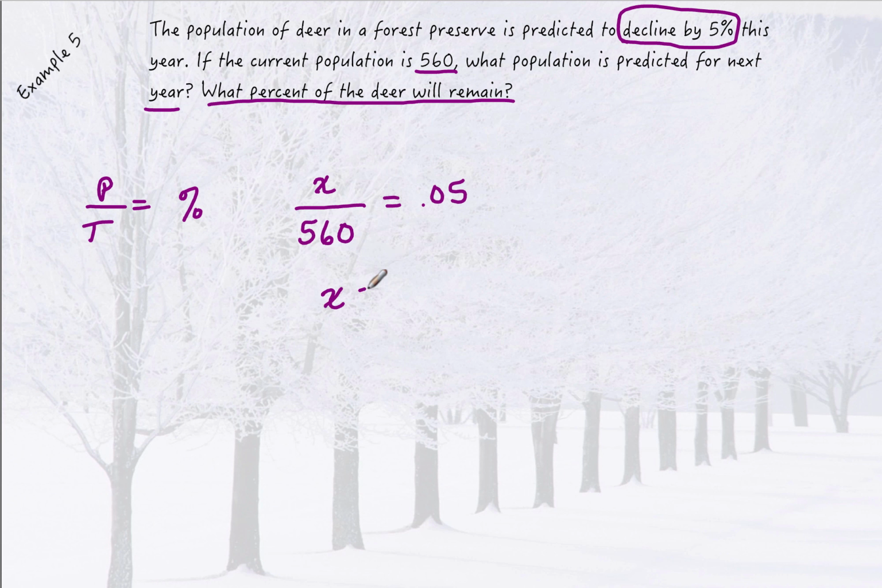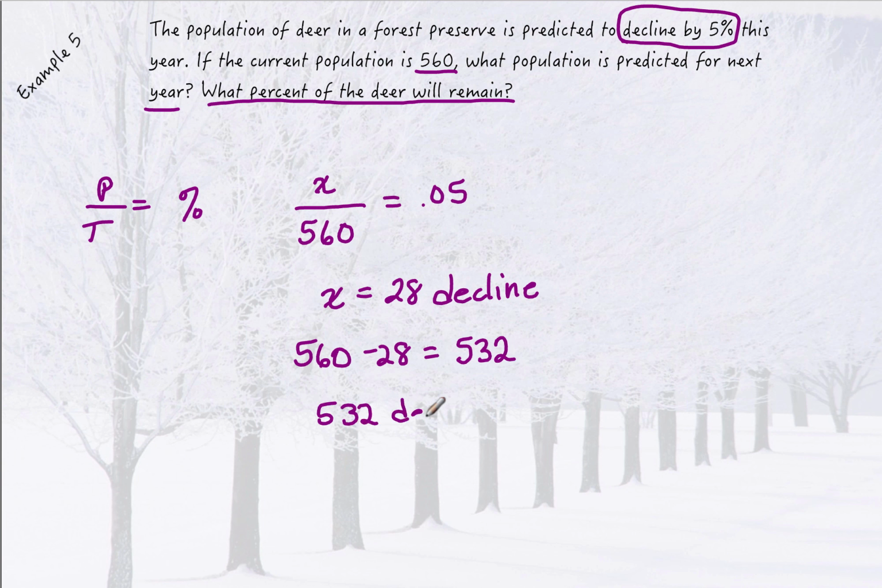Cross multiply, and I get 28. Now careful, that 5% represents the decline in deer. It does not represent how many are there. So I have one more step to do. 560 minus 28. Well, 560 minus 20 is 540, and then minus 8 more is 532. So there will be 532 deer left. Now, it says what percent of the deer will remain? Well, that's how I do this problem. This was a two-step problem. You had to find out how many it declined by, and then you had to subtract.